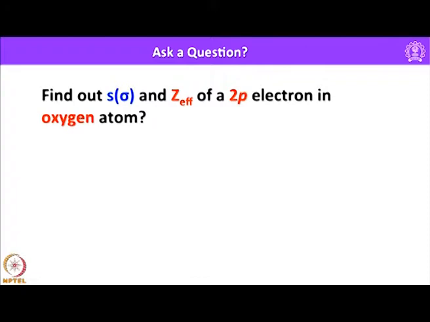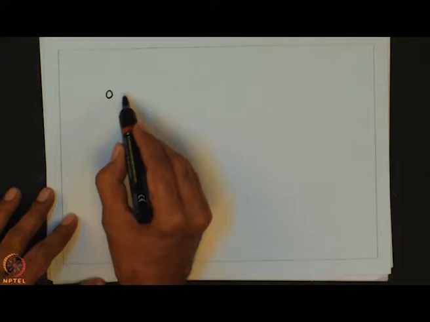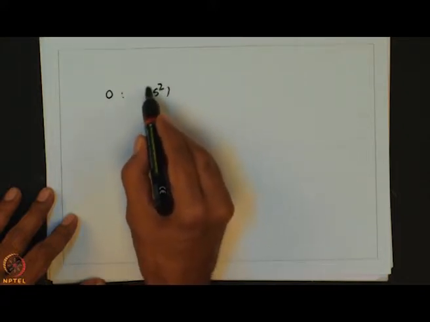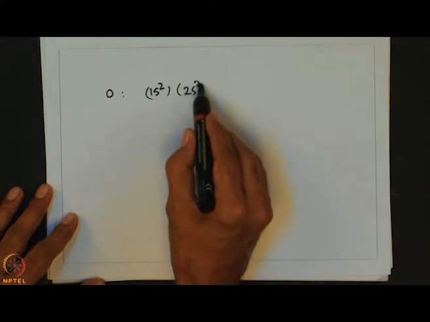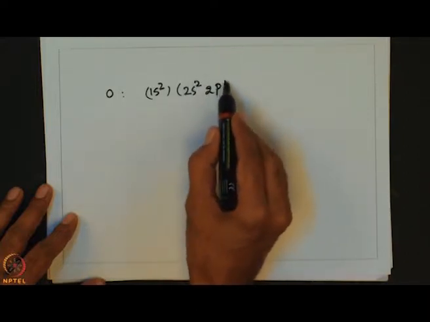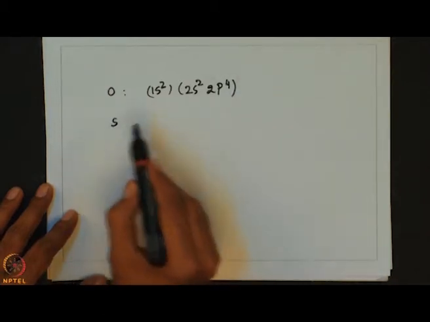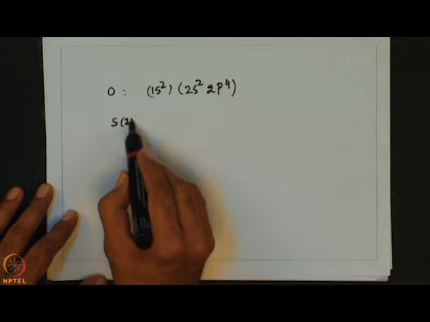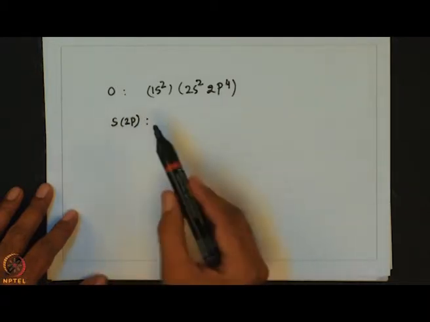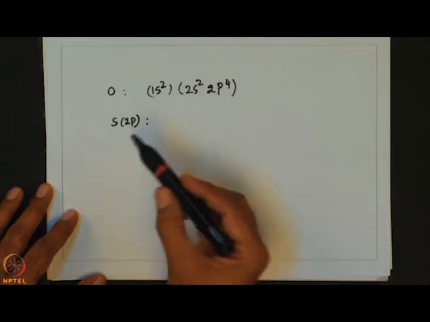So, let us look into the same values for the 2p electron in the oxygen atom. Find out the screening constant or shielding constant and effective nuclear charge of a 2p electron in the oxygen atom. For this, again we have to do the same exercise. First we should write the electronic configuration of oxygen, that is 1s2, 2s2 and 2p4. So, here if you use the same analogy, we are calculating the screening constant for the 2p electron.